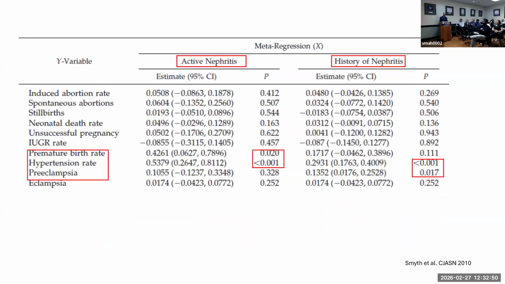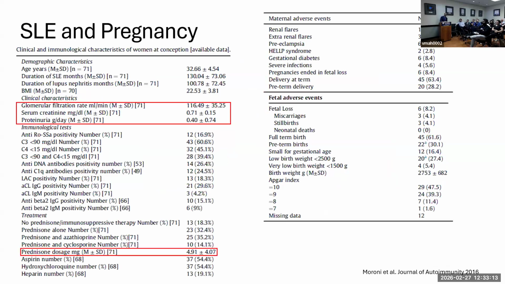From this same paper, they also looked at the association between active nephritis and history of nephritis. They found that active nephritis put you at increased risk of premature birth and hypertension, whereas even having a history of nephritis, but not active at the time of conception, put you at risk of hypertension and preeclampsia. So this was a different paper. This was more well-controlled SLE patients.